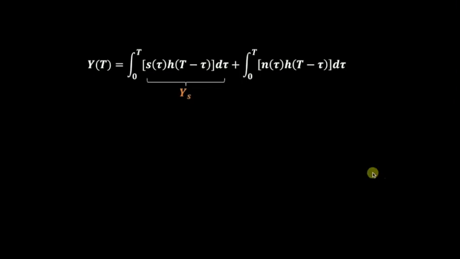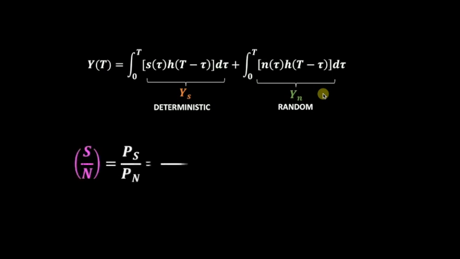So let us represent this deterministic signal as y of s and this random signal as y of n. If we're going to compute the signal to noise ratio at our output, so again when we say signal to noise ratio, it's simply the ratio of the power of the signal with the power of noise. Now if we are going to determine the signal to noise ratio here, then it follows that we need to determine the power of the signal and then the power of the noise.